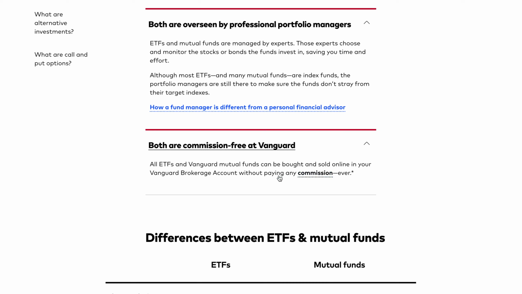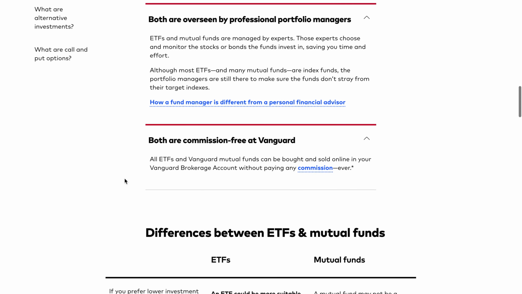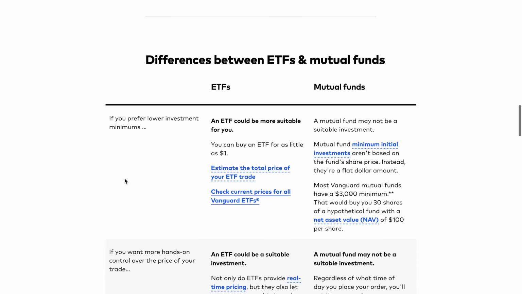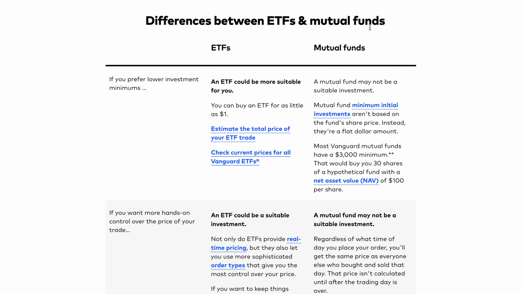At Vanguard, both are commission free if you were able to open a Vanguard brokerage account, and a lot of the other brokerages where you buy these investment products, such as Wealthsimple, you can buy ETFs on the Canadian side for free, and then probably some other ones in the States as well. So those are the similarities. Now let's look at the differences between ETFs and mutual funds.